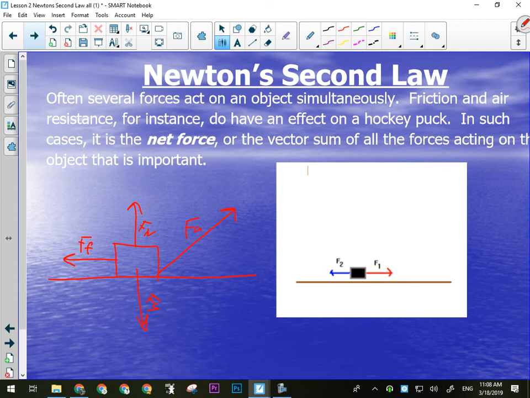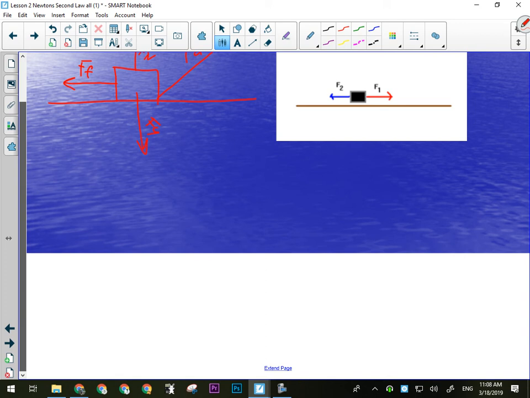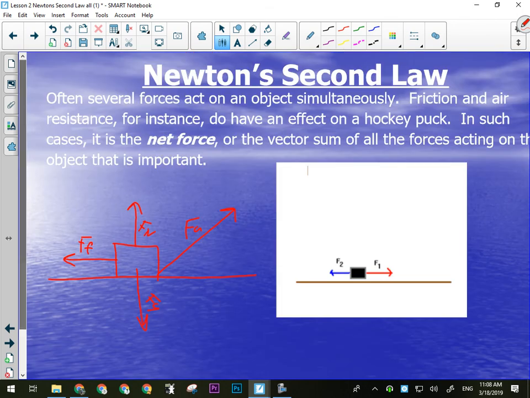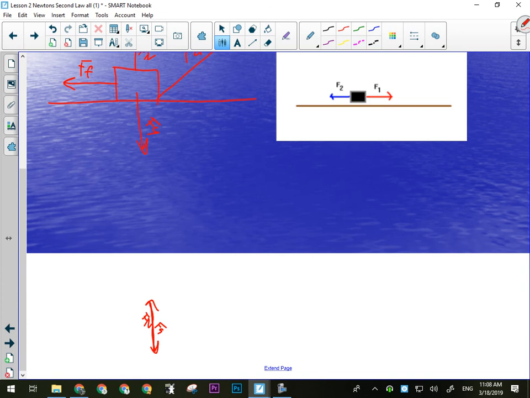Well, what I would have to figure out is what is the net force here? I would have to go, all right, so I've got Fg, and then I've got Fn. Well, those cancel, so that's good. I probably wouldn't even bother putting them on a vector diagram, right? So our free body diagram, which is this one, identifies the forces. The vector diagram finds us the net force.